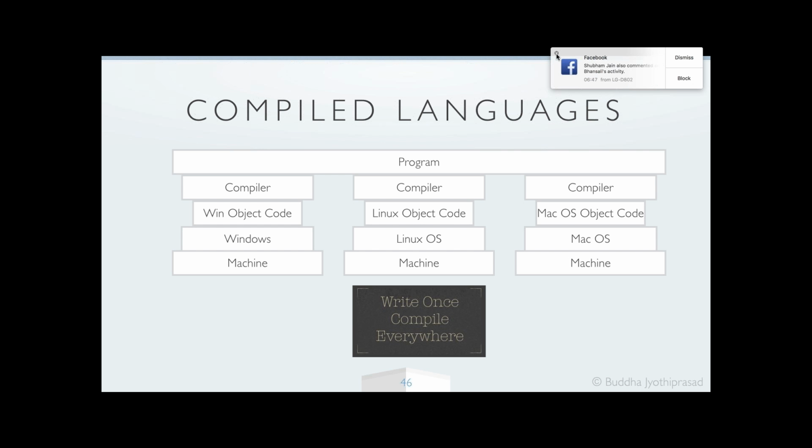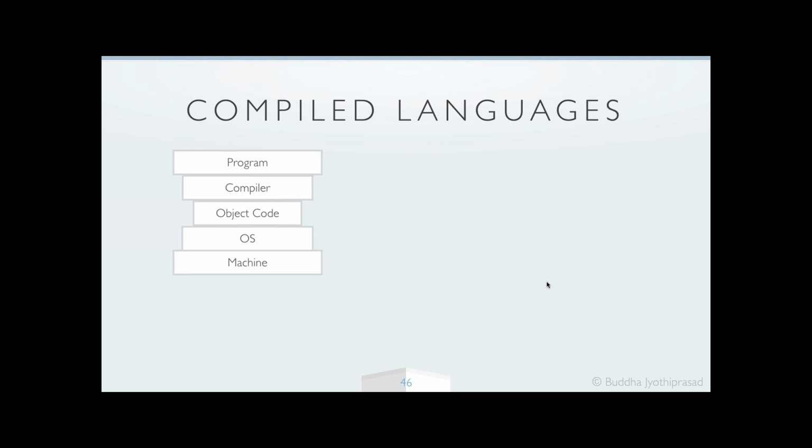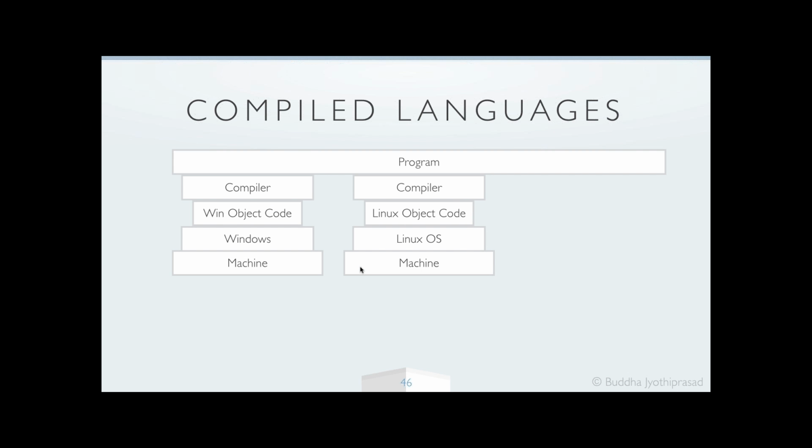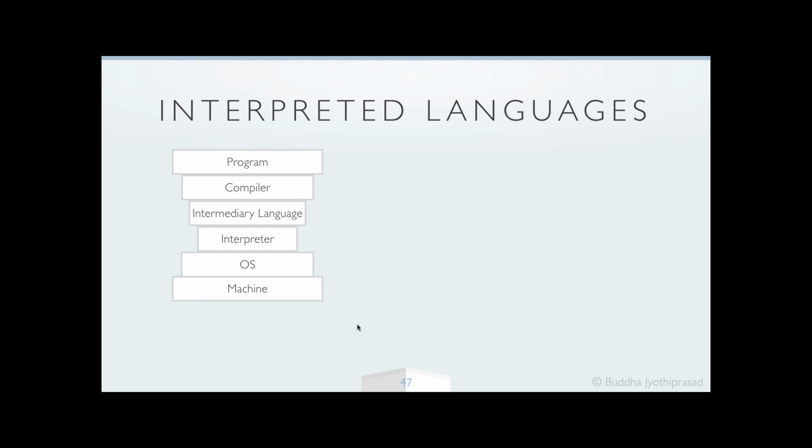And then there is the interpreted language. There are other kinds of languages where the compiler generates an object code that can be directly executed by the operating system or the machine, even though it is suitable for only one operating system. But then there is another set of languages called interpreted languages. Java also comes into that.